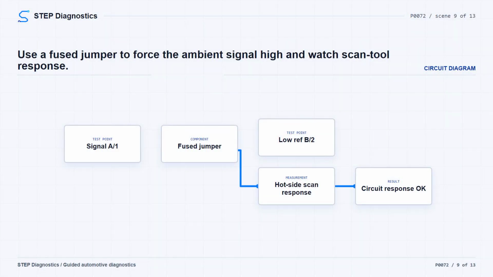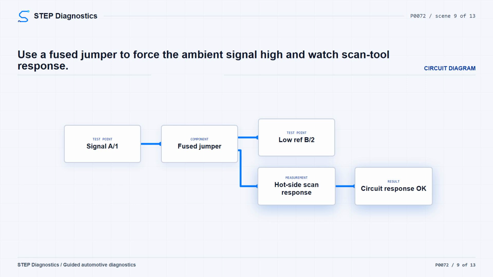Connect a 3A fused jumper wire between the signal circuit terminal A or terminal 1 and the low reference circuit terminal B or terminal 2. Now the scan tool ambient air temperature should read greater than 143 degrees Celsius, 290 Fahrenheit. If it reads 143 degrees Celsius, 290 degrees Fahrenheit or colder, turn the ignition off and remove the jumper.